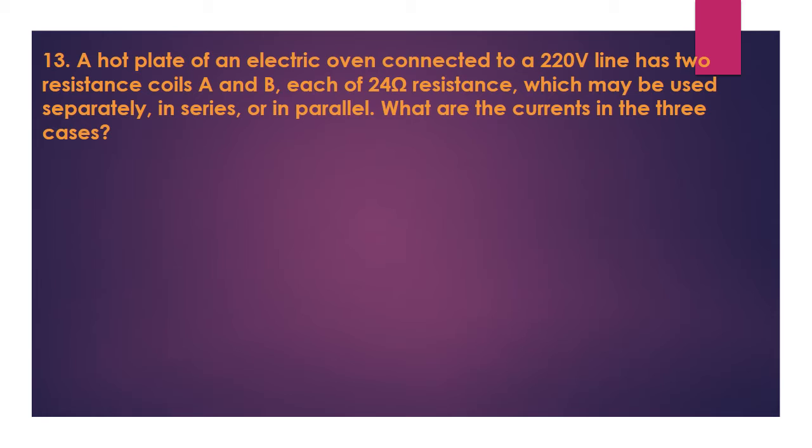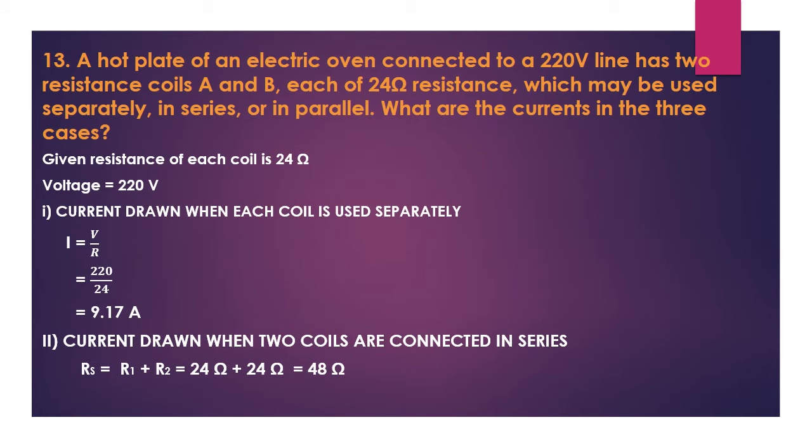The first is, we have to find out how much current is drawn by this resistance coil when these two coils are used separately. Second, we have to find out the current that is drawn by the coils when they are combined in series. And third, we have to find out the current drawn by these coils when they are connected in parallel. So let us do one by one. So here given the resistance of each coil is 24 ohm and the voltage is 220 volt.